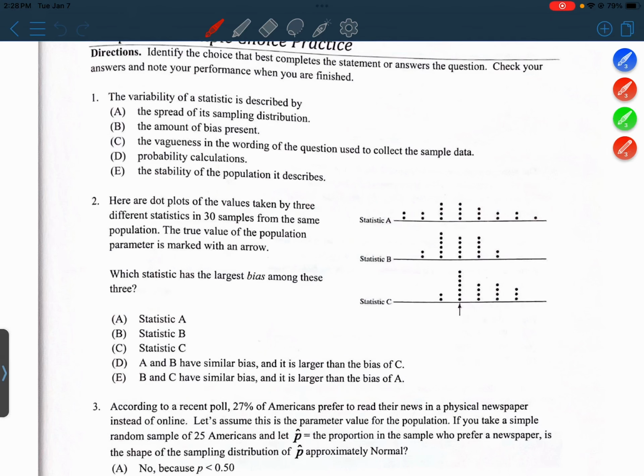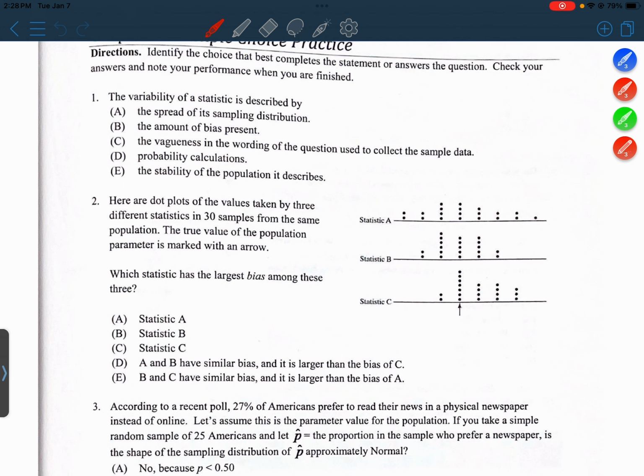Question number 1. The variability of a statistic is described by blank. Option A, the spread of its sampling distribution. Option B, the amount of bias present. Option C, the vagueness in the wording of the question used to collect the sample data. Option D, probability calculations. Option E, the stability of the population it describes.